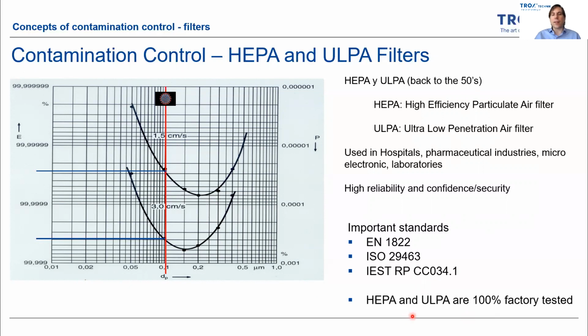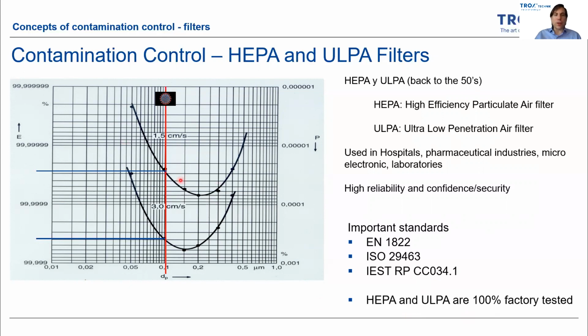The important thing is that HEPA and ULPA filters are 100% tested at the factory. That means that at the factory we test all the filters, and so we can guarantee that they have no leakage. So they will give the efficiency that's on the label.